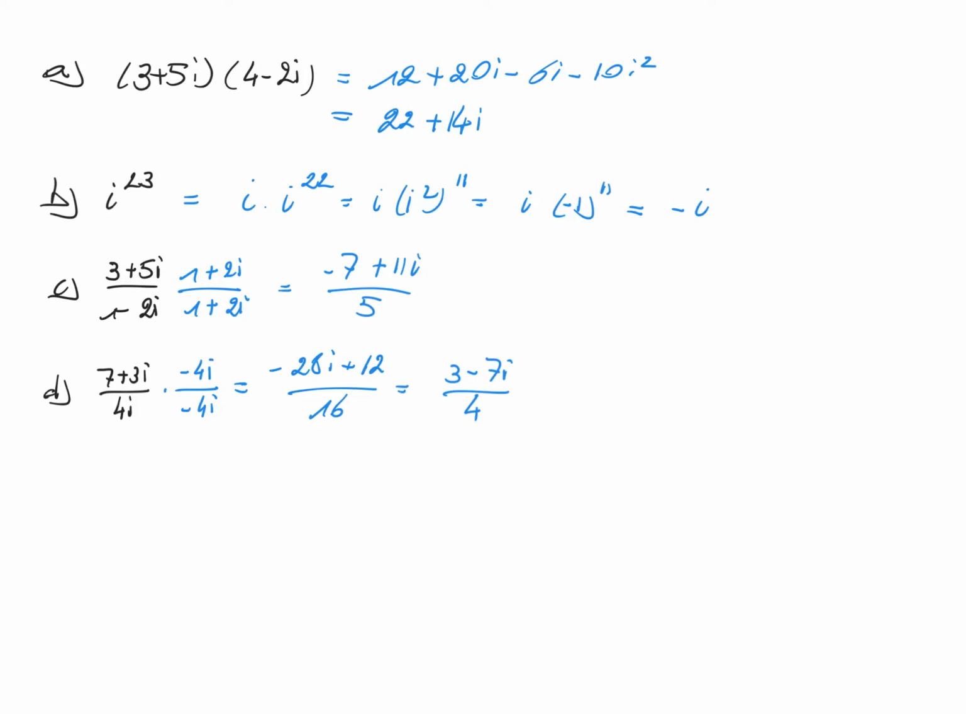In this case, we could also have worked a little differently, because we divide by a purely imaginary number. So the denominator is purely imaginary. What we could have done was 7 plus 3i over 4i is 7 divided by 4i plus 3i over 4i. So the 3i over 4i is very easy, 3 over 4. And then 7 divided by 4i. What we do there is we just multiply everything by i. So it's 7i divided by 4i squared. So we get 3 over 4 minus 7i over 4.